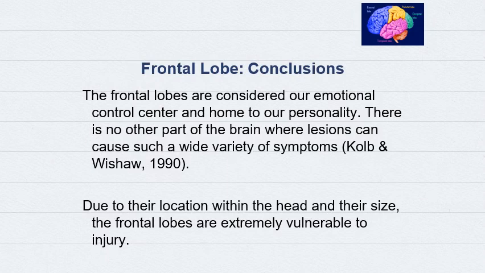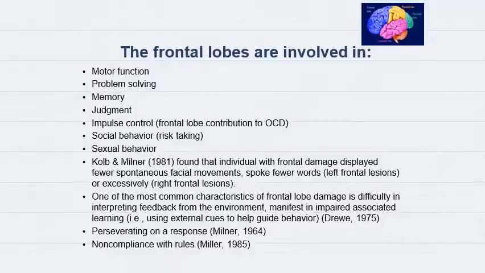Okay, so frontal lobe conclusion. The frontal lobe is considered our emotional control center and home to our personality too. There is no other part of the brain where lesions can cause such a wide variety of symptoms. Looking back to Phineas Gage, due to their location within the head and their size, the frontal lobes are extremely vulnerable to injury. That is the part at the very front of our head, so our frontal lobe is really prone to injury.